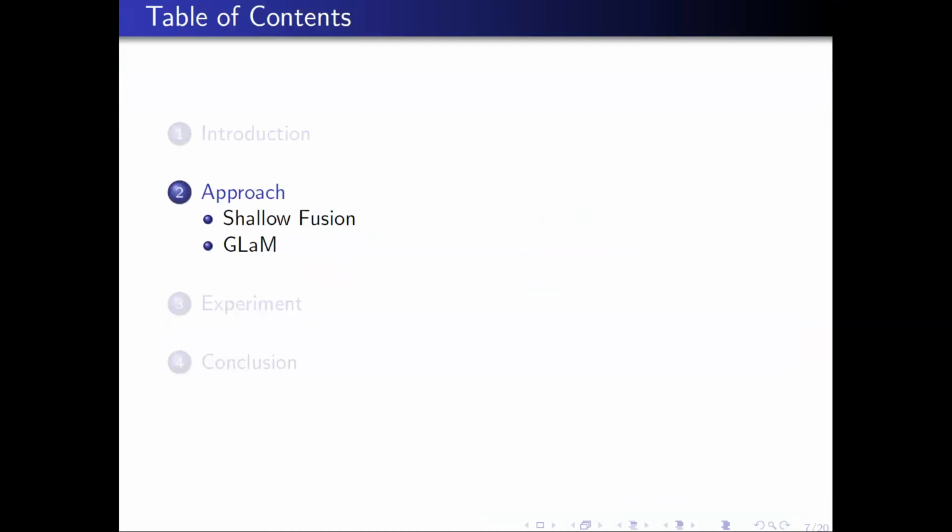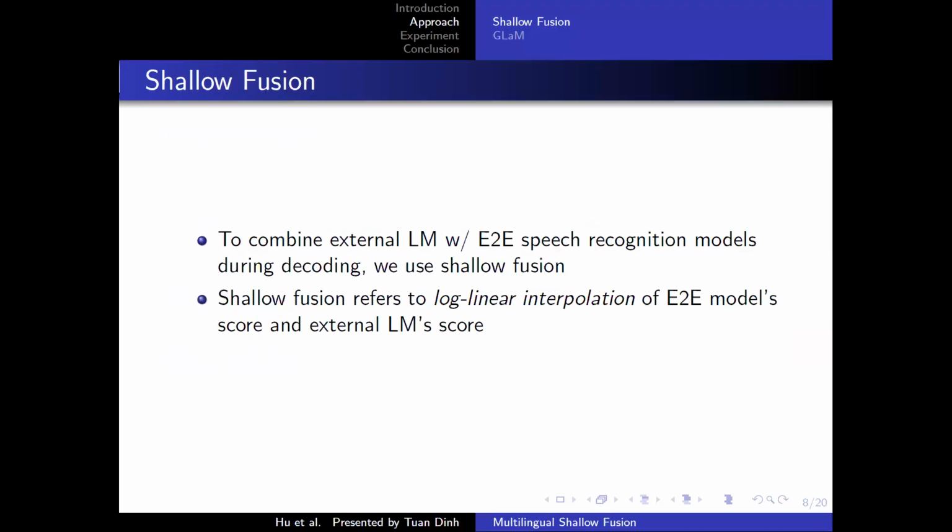In this section, we present how to combine an LLM with end-to-end speech recognition models. To combine an external language model with end-to-end speech recognition models during decoding, we use shallow fusion. Shallow fusion refers to log linear interpolation of the end-to-end model score and the external language model score.